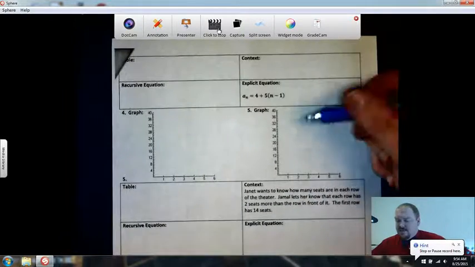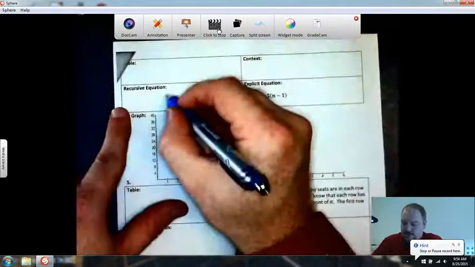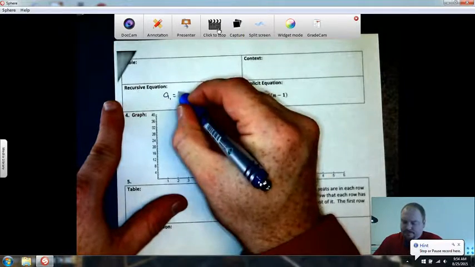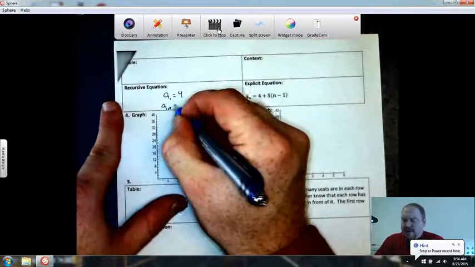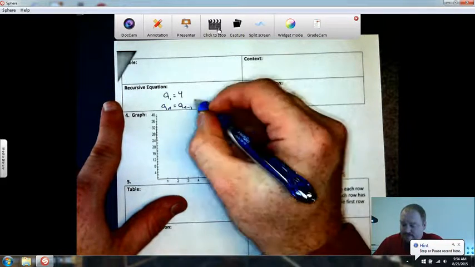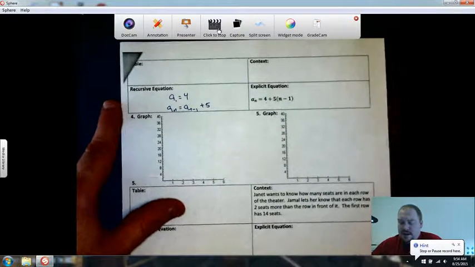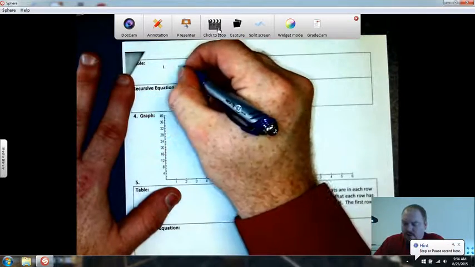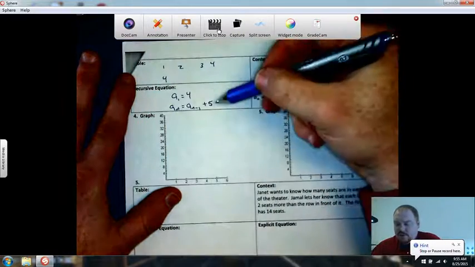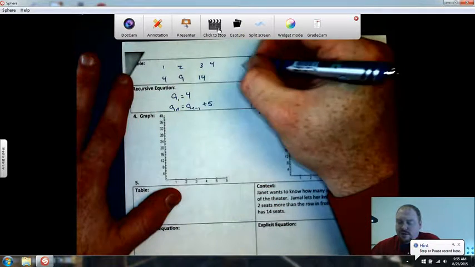Here they give me the explicit. So I'm going to go from here to the recursive. First, the first number I know is 4. Now, a sub n equals a sub n minus 1, this is changing by going up 5. Okay, so recursive equation is done. Now, for my table, 1, 2, 3, 4. So it starts at 4. Okay, and add 5 each time. 4 plus 5 is 9. 9 plus 5 is 14. 14 plus 5 is 19.